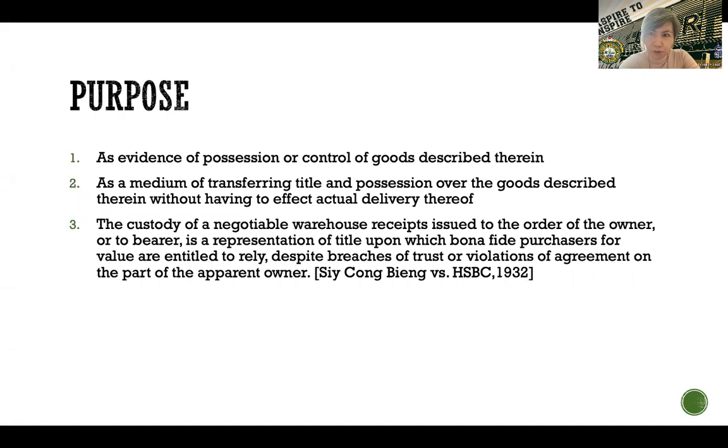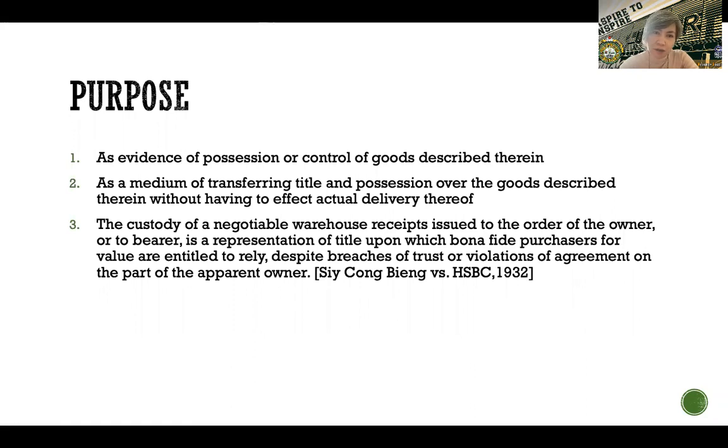So what's the purpose why there are so-called documents of title being used in commerce? First, they evidence possession or control of the goods described in that document. So it is a convenient medium to transfer title and possession over the goods described therein, without having to bring around those very goods with the transferor, and without having to effect actual delivery.